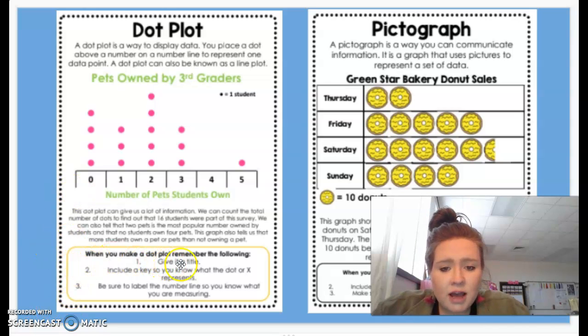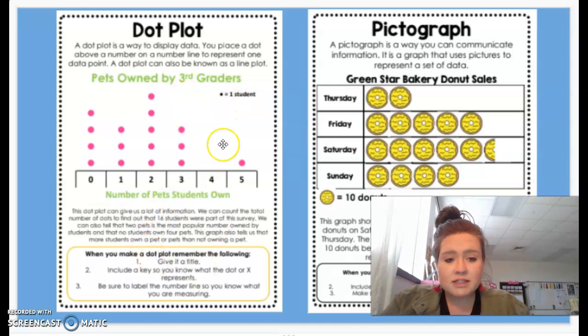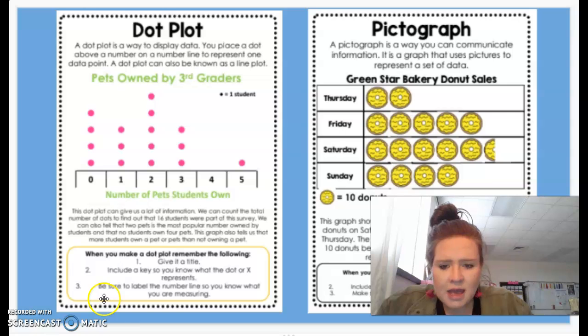When you make a dot plot, remember the following. Give it a title. This title is Pets Owned by Third Graders. Include a key so you know what the dot or X represents. In this case, the dot represents 1 student. Sometimes you will see it as an X. Be sure to label the number line so you know what you are measuring. Down here, this measures the number of pets that students own, okay? And again, the dots represent the number of students.